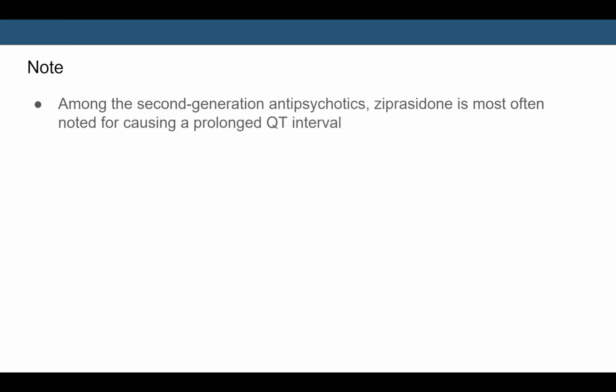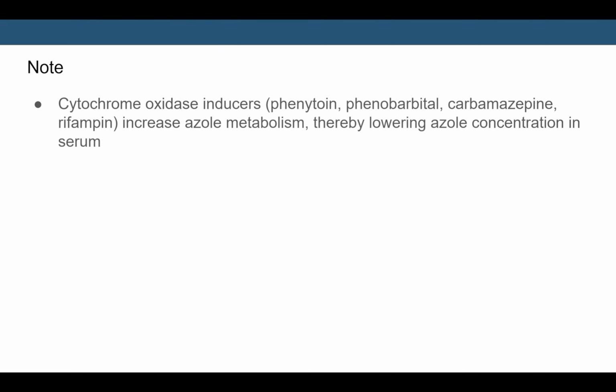Among the second generation antipsychotics, you have to know that ziprasidone is most often noted for causing a prolonged QT interval. Of course, all of the ones that are ending in "done" are associated with a prolonged QT interval, but specifically, ziprasidone is very important and high yield. That is a drug that causes a prolonged QT interval.